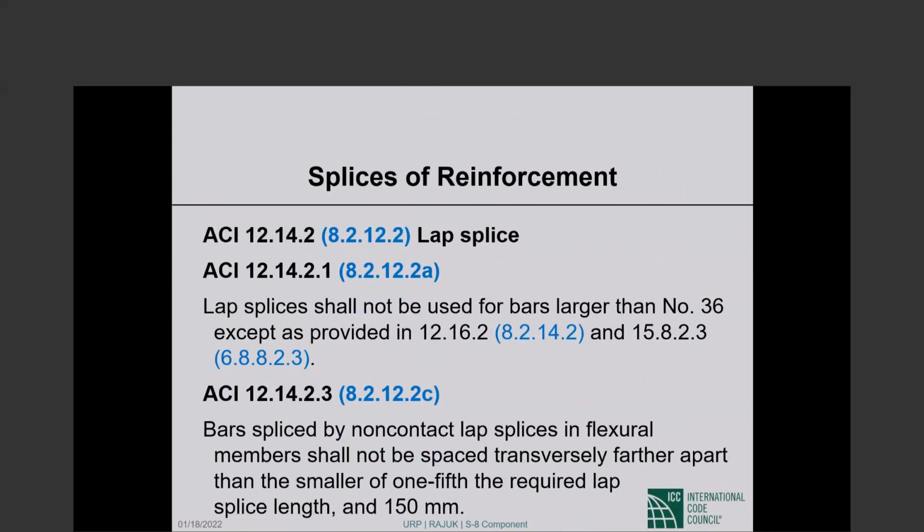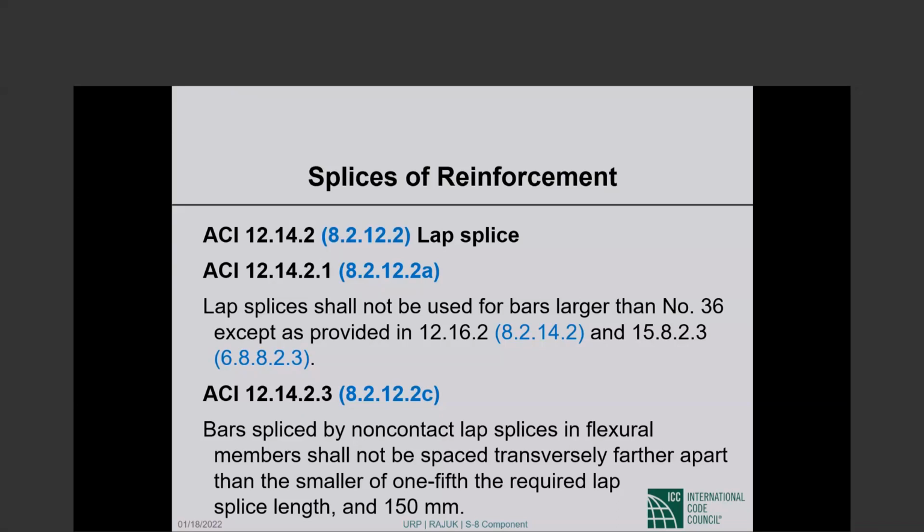Lap splices shall not be used for bars larger than number 36, except as provided in section such and such. Okay, there are exceptions, but normally you cannot lap what we call number 14 and number 18. I think those are 43 millimeter and 56 millimeter bars. So lap splices shall not be used for bars larger than number 36, except as provided for. Those exceptions may come up.